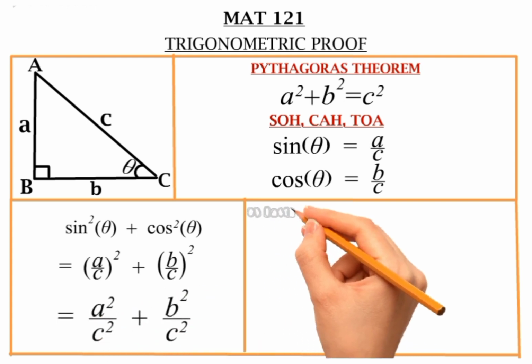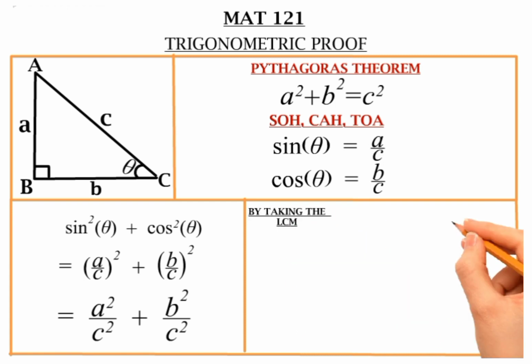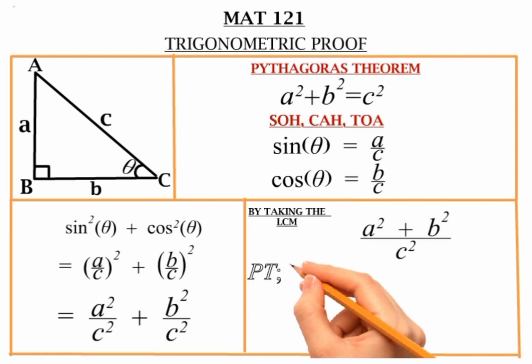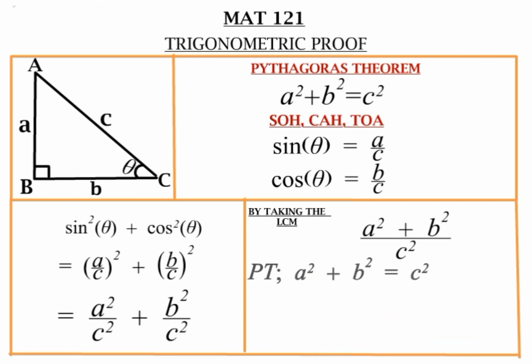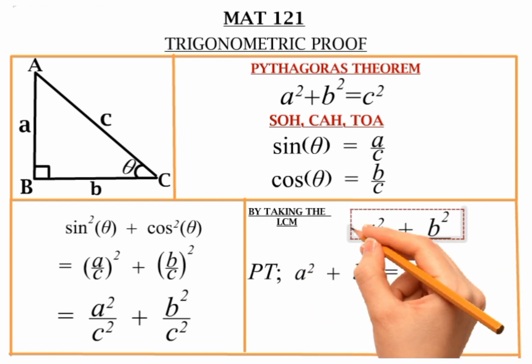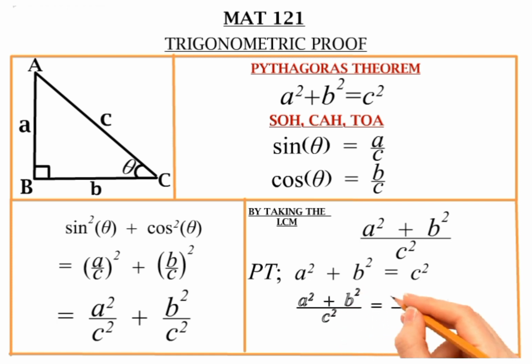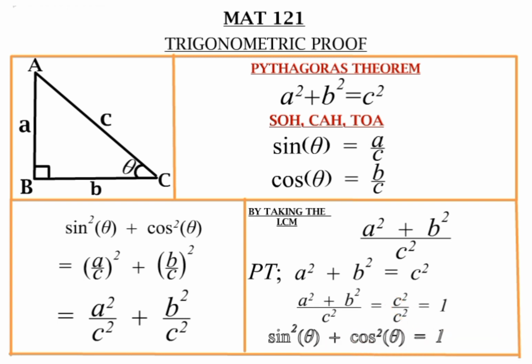When we convert it to a single fraction, it becomes a square plus b square over c square. Recall the Pythagoras theorem, a square plus b square equals c square. So, the numerator of our fraction becomes c square and the expression simplifies down to 1. And from here, a beautiful identity emerges. Sine square theta plus cos square theta equals 1.